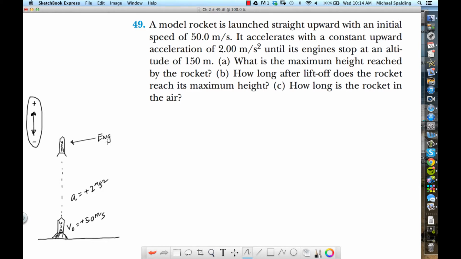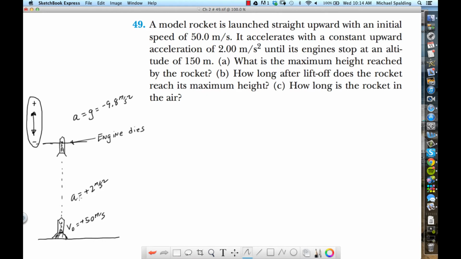Right here, the engine dies. What's the significance of the engine dying? The acceleration goes to -9.8. The acceleration changes. So I'm going to draw a line right here. The point where the engine dies indicates where we have a new acceleration. So the acceleration up here is going to be gravity, which is -9.8 meters per second squared.